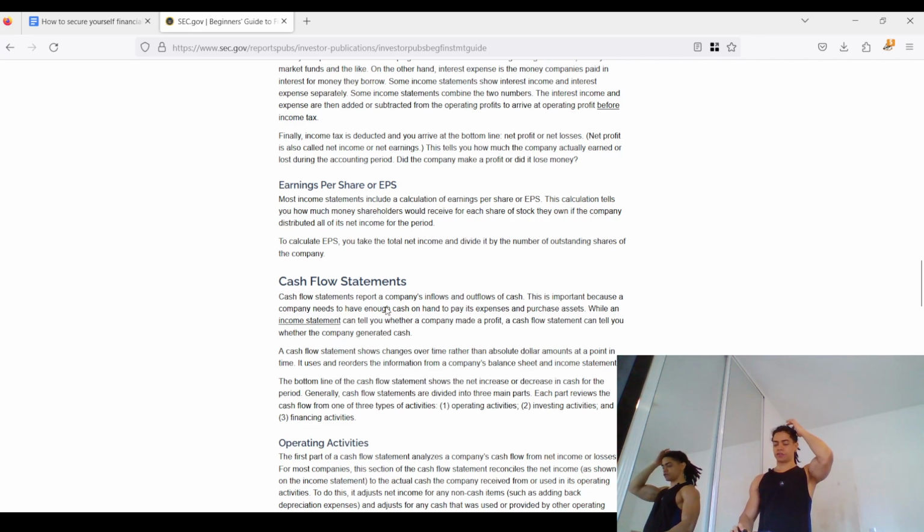So that's the cash flow statement, right? And this cash flow statement uses the information from the balance sheet and the income statement, and the bottom line of that shows you the net increase or decrease in cash. Something that I recently took into account by using Zoho Books, an online accounting software created by a company headquartered in India.